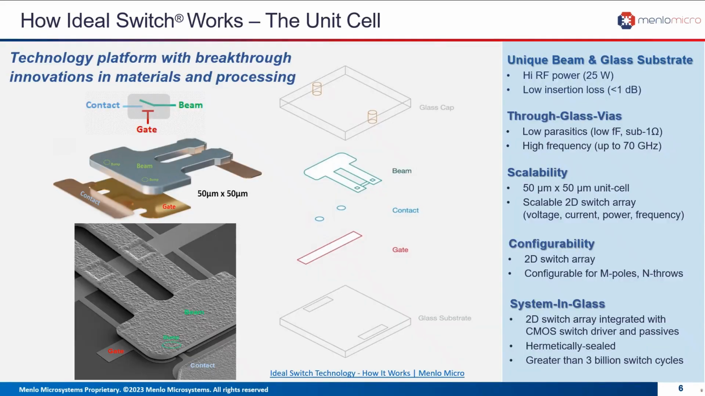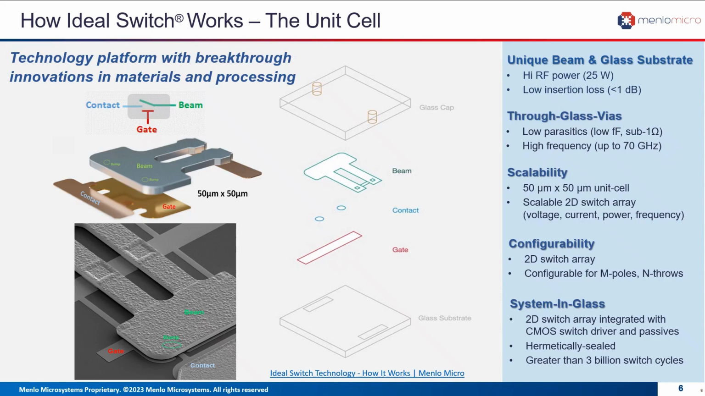So how does Ideal Switch work? Well, Menlo has successfully combined the innovations of MEMS switch design itself, the semiconductor processing, and most importantly, the glass-based packaging technologies in order to form the basic building block of an Ideal Switch, which really is a 50 by 50 micrometer unit cell, as shown in the picture above. The cell itself consists of 4 elements: an alloy beam, a contact, and a gate pad, which are then plated onto a glass substrate with a glass cap.